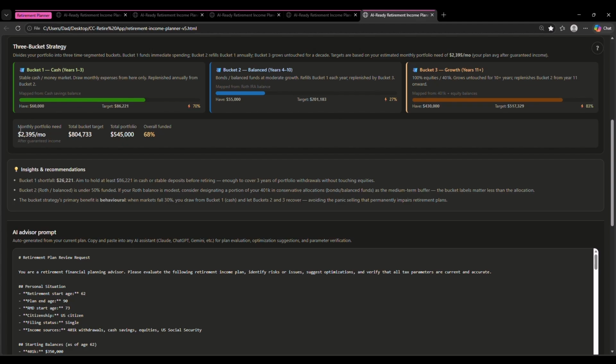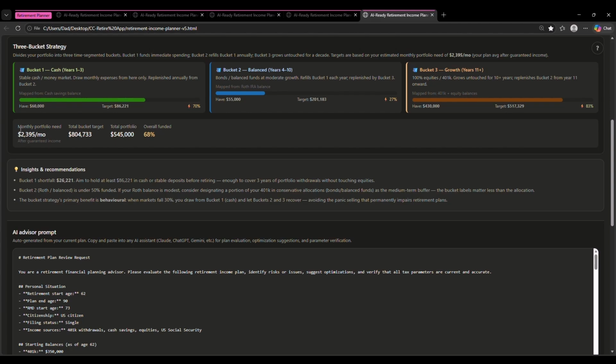Here's how to use this. If bucket 1 is underfunded, that's the most urgent thing to address before retiring. That cash buffer is your psychological and practical protection against sequence of returns risk. If bucket 2 is underfunded but bucket 3 is strong, your long-term position is fine, but you may want to shift some conservative 401k allocation into a more liquid position.